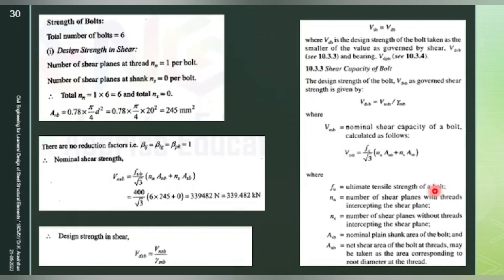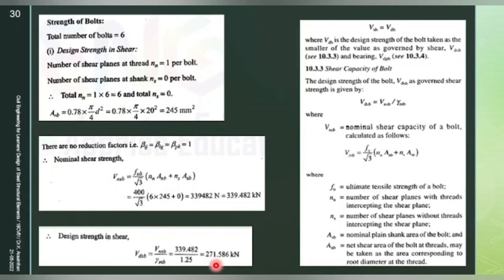Okay, now what is the design shear strength? What is gamma_mb, which is given? Gamma_mb is 1.25. If you divide, you get 271.586. So this is the design shear strength. Even though it may carry 339.48 kilonewton, due to the material you reduce it by the safety factor and take 271.58. At 271.58 the material will break. So you are taking the safest load.